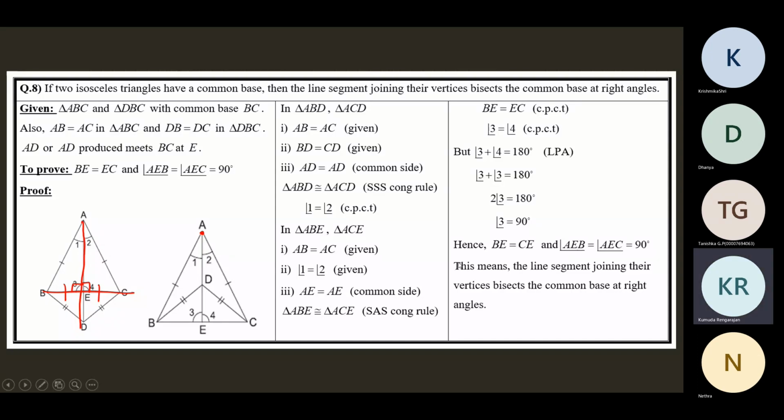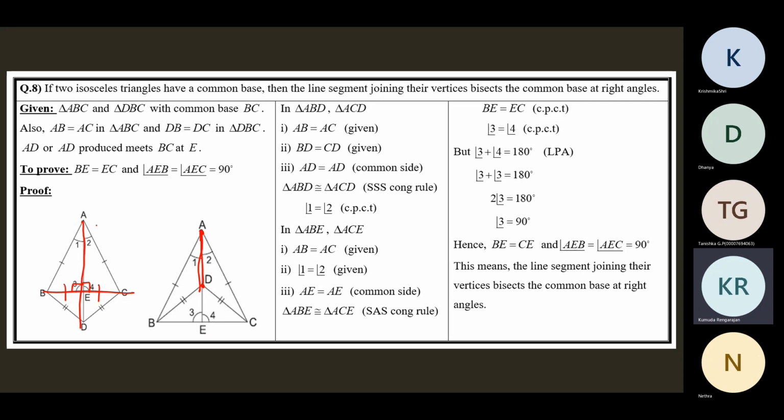All right. So in this figure, again, ABC and DBC are the two isosceles triangles. A and D are the vertices, and AD is the line segment joining the vertices. But I think there's a word missing here, so let me change the question. It is AD or AD produced.